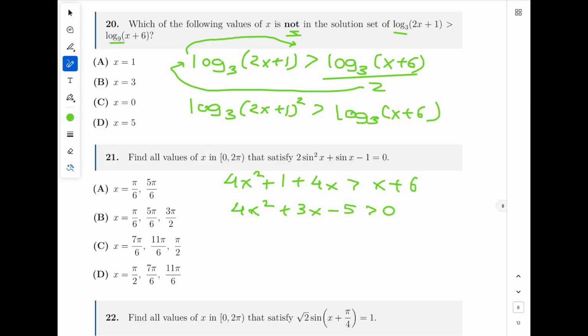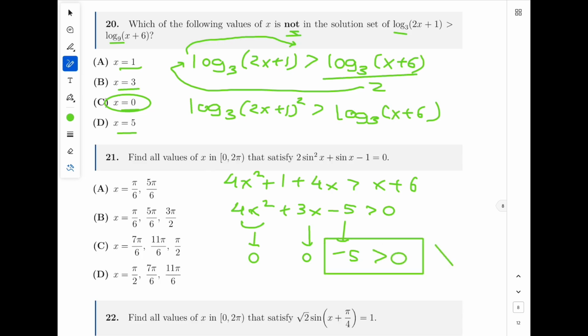is greater than 0. Now you might be tempted to use the quadratics and the wavy curve. That is again an approach, but if you glance at the multiple choices, they're very small integers, so I would recommend that you quickly put them in your function. I notice that if I put x equal to 0, this thing goes to a 0, this thing goes to a 0, and this stays minus 5. So minus 5 greater than 0 is not true, so x equal to 0 is not in the solution set.